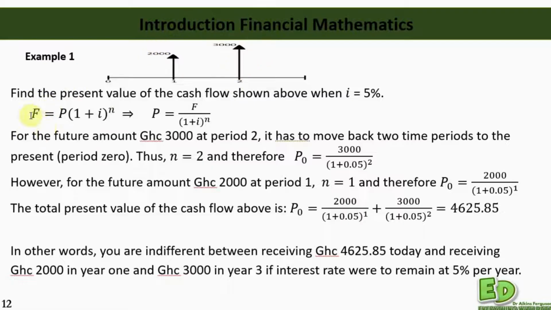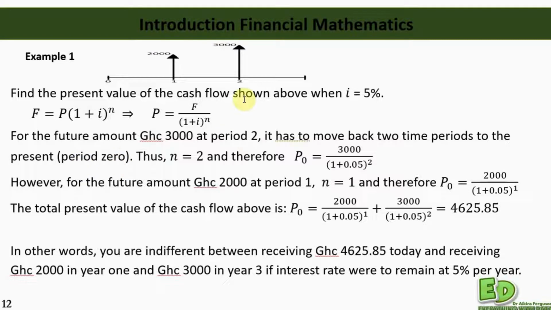Right. So we know that the future value is equal to P into bracket 1 plus I raised to the power N, but we want the present value here, which is period 0. So we'll just make P the subject, and I'm going to get the present value of a single sum formula: F, which is the future value, over 1 plus I raised to the power N. Right. For the future amount of 3,000, it has to move back 2 time periods to the present value, or period 0. That's what it's telling you.